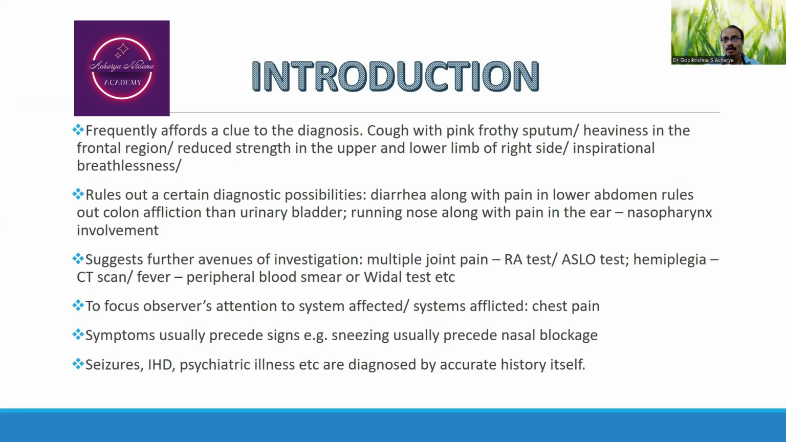There are basically 5 main points which are usually considered helpful in noting the significance of the case history. First and foremost, it frequently affords a clue to the diagnosis. For example, if a person is suffering from cough with pink frothy sputum, most commonly the person may be having left ventricular or left atrial dysfunction.